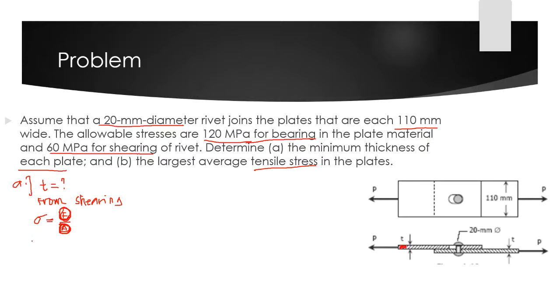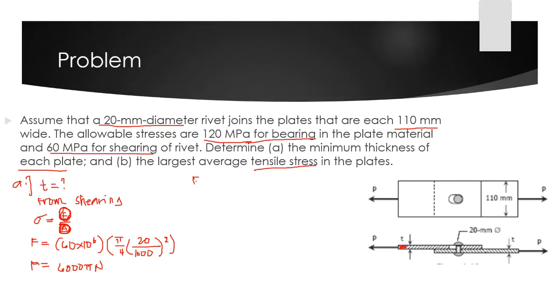So that is, force is equivalent to 60 times 10 raised to 6 times the area, which includes the 20 millimeter diameter. So that is pi over 4 times 20 over 1000, squared. So the force here is equivalent to 6,000 pi Newton. But that is for the force.